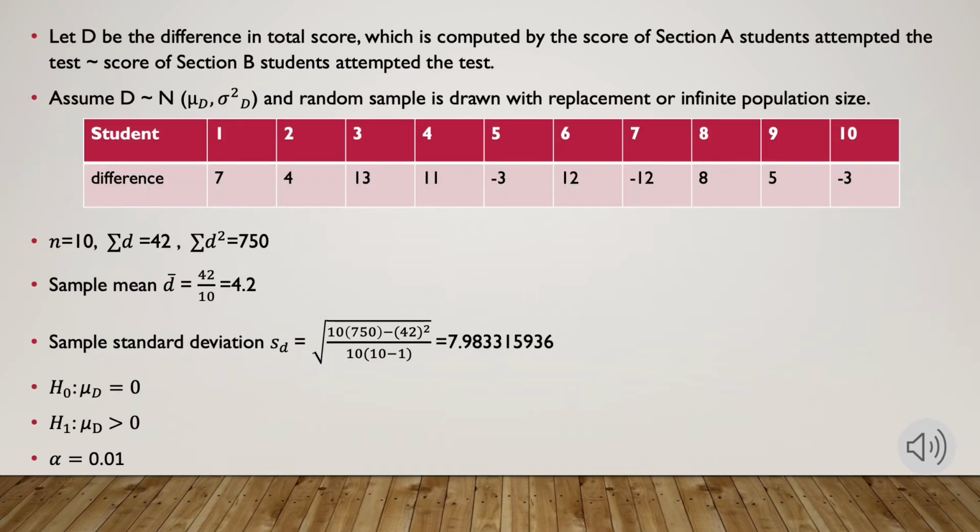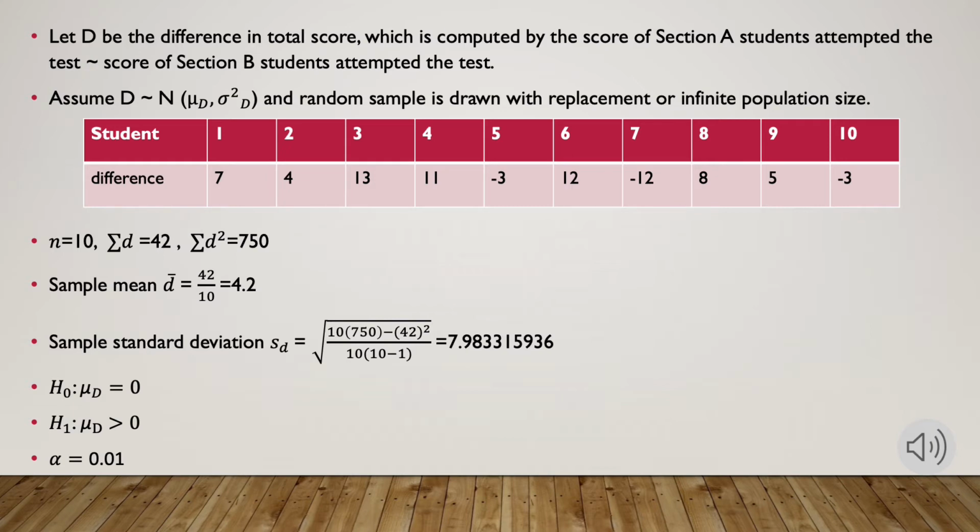First, we let D be the difference in total score, which is computed by the score of Section A of students who attempt the test minus the score of Section B. D is normally distributed with mu and sigma square, and the random sample is drawn with replacement or from an infinite population size. The sample size is 10, the sum of differences is equal to 42, and the sum of the squares of differences is equal to 750.